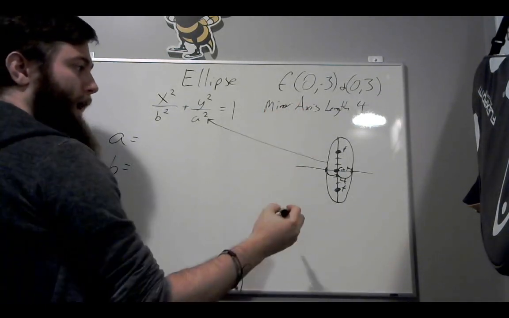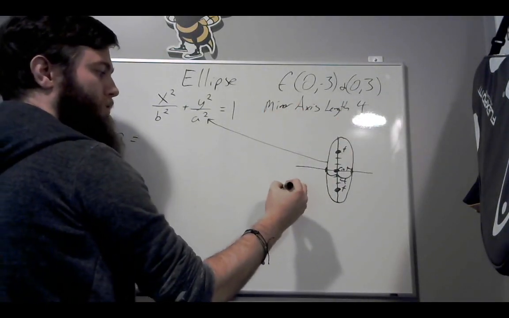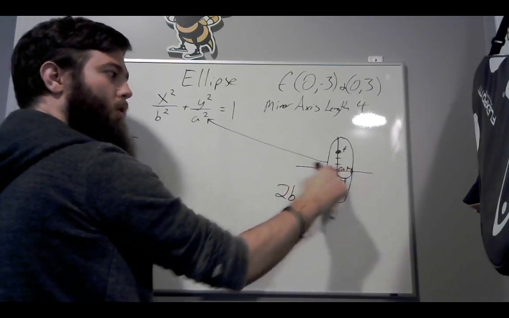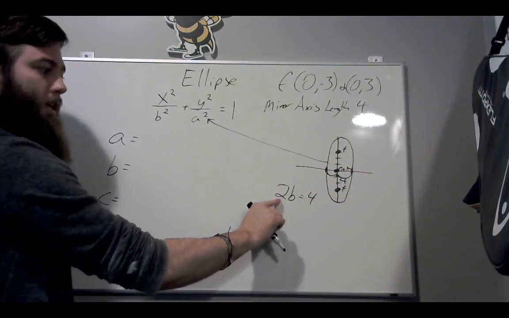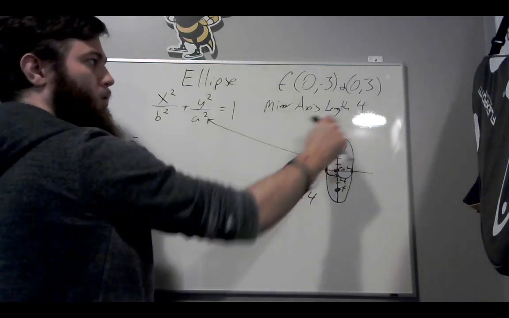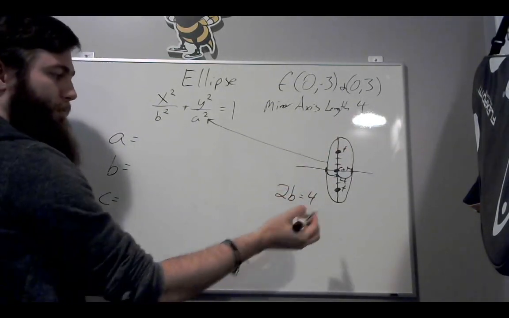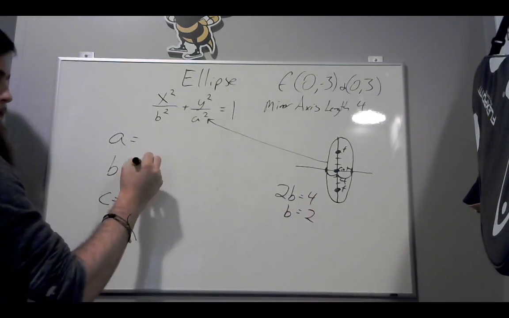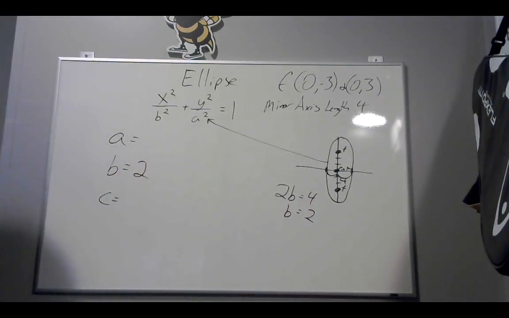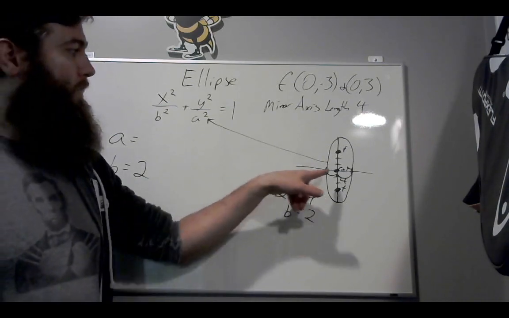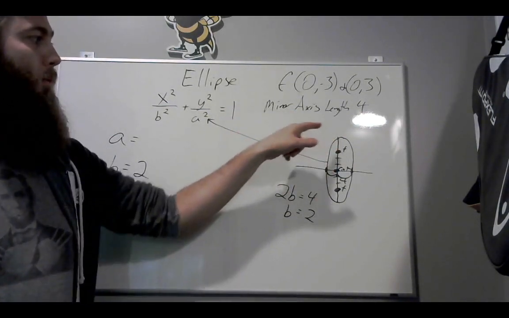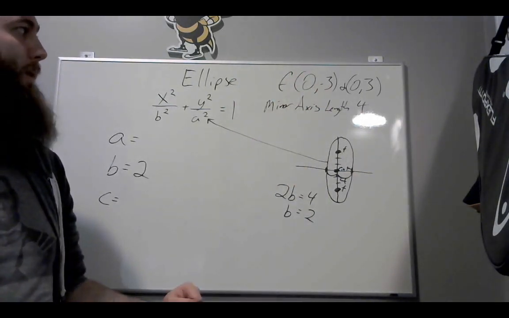So the minor axis length was 4. That tells us that 2b equals 4, because the total length of our minor axis is 2b, and our total length was 4. So I can solve for b, divide both sides by that 2, and I get b to equal 2. So a is going to be the total distance from the center to the major axis endpoint, which is something I don't have from this information.